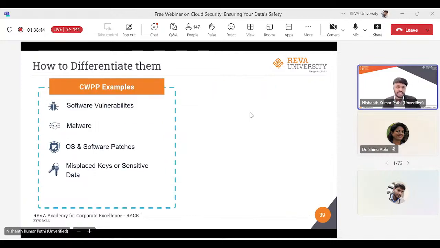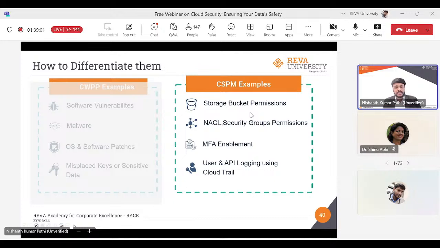If I take CWPP as an example, typically CWPP tools will take care of software vulnerabilities, malware issues, OS and software updates, patches, and managing misplaced keys or sensitive data. But if you look at CSPM examples, managing storage bucket permissions, network access control lists, security group permissions, monitoring identity and access management, enabling you to implement MFA, or managing CloudTrail logs and user management logs can be some examples of how CWPP and CSPM are slightly different tools.